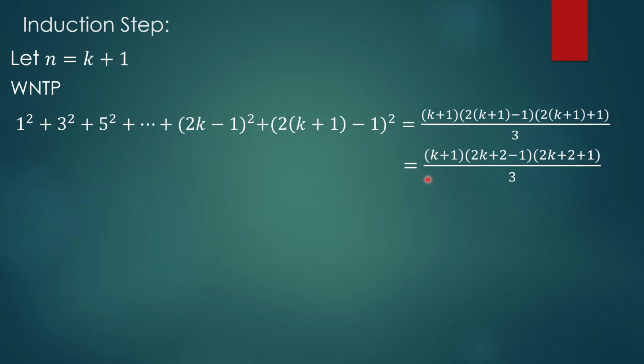By distributive property, we have the quantity of k plus 1 times the quantity of 2k plus 2 minus 1 times the quantity of 2k plus 2 plus 1 all over 3. We have a result of the quantity of k plus 1 times the quantity of 2k plus 1 times the quantity of 2k plus 3 all over 3.